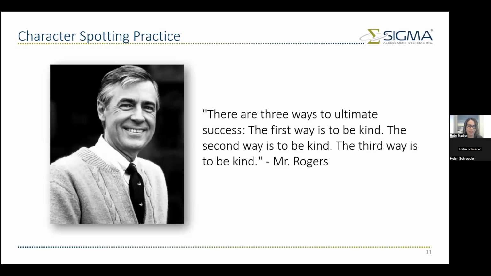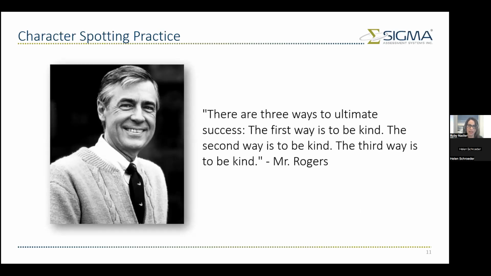And then we have Mr. Fred Rogers. So here he's saying there are 3 ways to ultimate success. The first way is to be kind. The second way is to be kind. And the third way is to be kind. And so this one is pretty straightforward. But the point I'm trying to make is that we can see character in people's behavior.